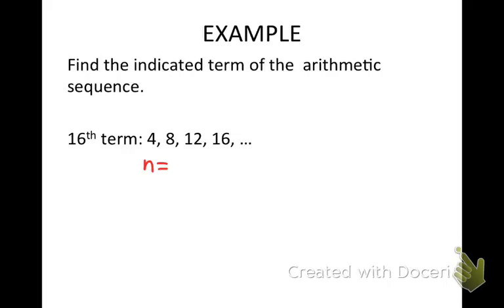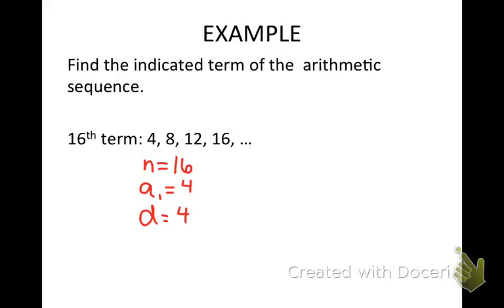What term are we looking for? 16. Here we go. So my n is going to be 16. My a sub 1 is 4. Now what's d? It's the common difference. 4. Good, because it's plus 4, plus 4, plus 4.